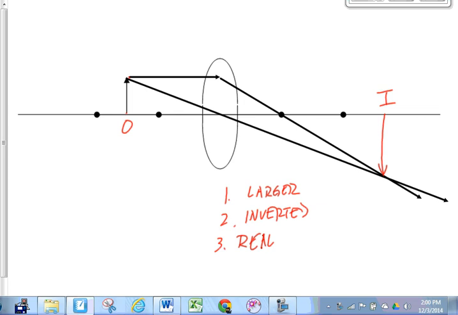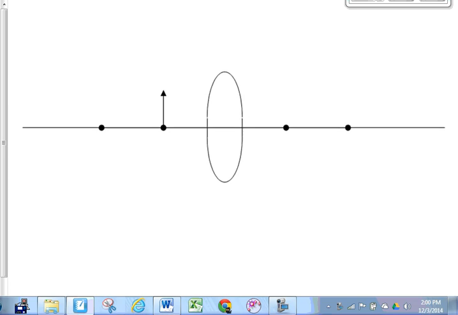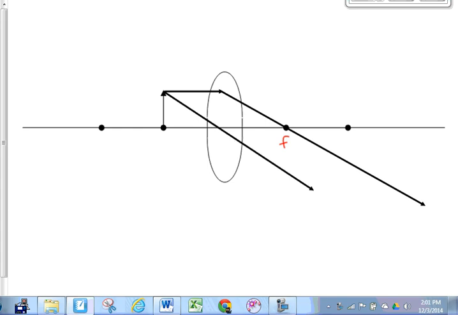Next one. This time our object is at the focal length. It's not the focal point. This is the focal point. But it's the same distance on the other side of the lens as the focal point is. First ray, parallel to the principal axis, down through the focal point. Second ray, down through the optical center.